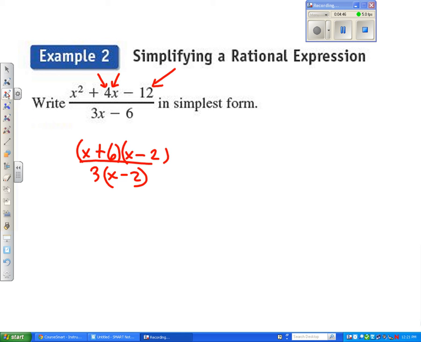Notice in this we have the x minus 2 factor cancels with this x minus 2. Remember the original function would have a hole here, but we're just simplifying this, so it doesn't matter quite as much. So we just have x plus 6 over 3.